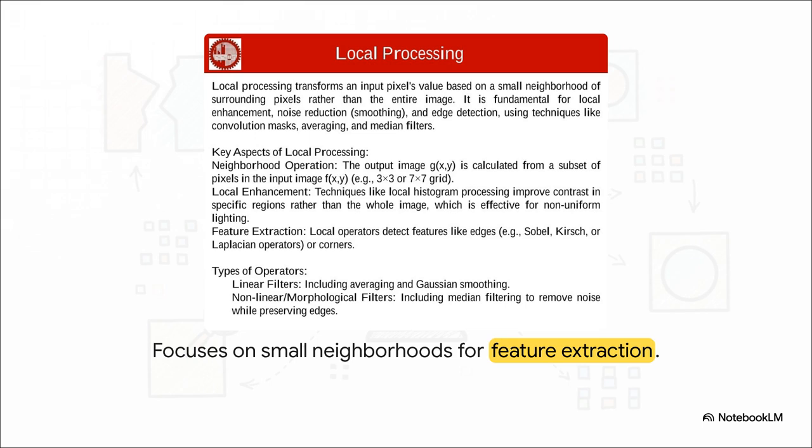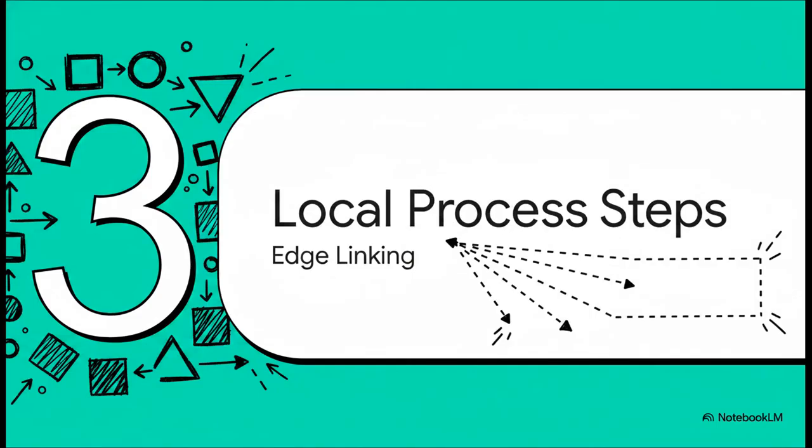So, for example, if one part of an image is just poorly lit, local histogram processing can go in and adjust just that specific region without blowing out the lighting in the rest of the image. It is super precise. All right, Section 3.